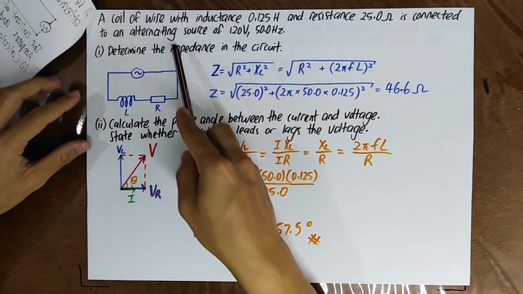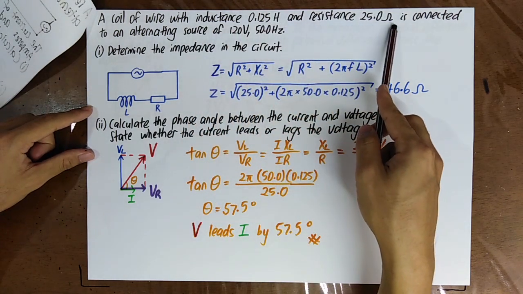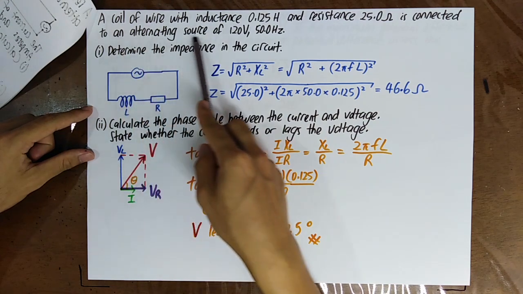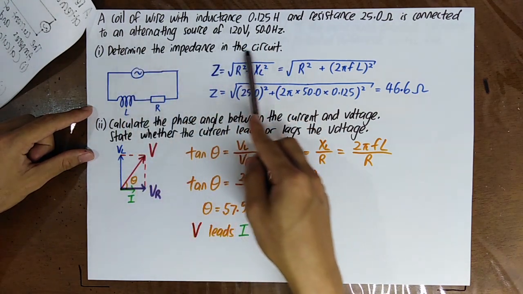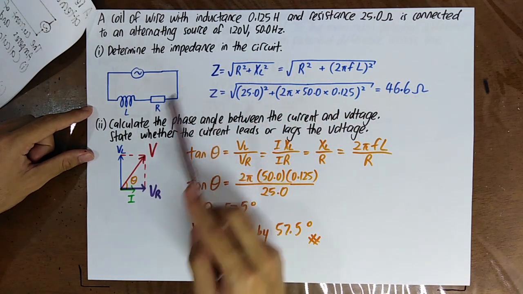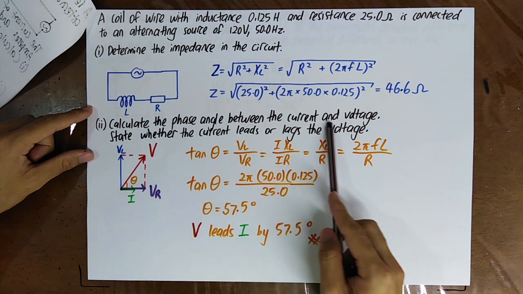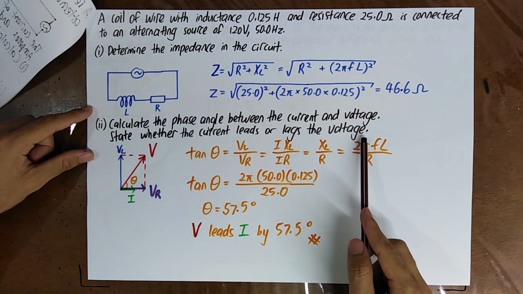A coil of wire with inductance 0.125 Henry and resistance 25 ohm is connected to an alternating source of 120 volt and 50 Hz. Determine the impedance of the RL series circuit. Calculate the phase angle between the current and voltage. State whether the current leads or lags behind the voltage.